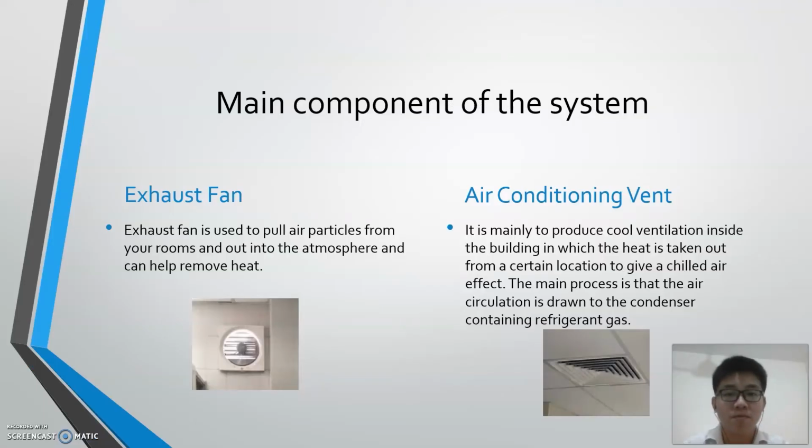Next are the main components of the system. In this project, the main component of the system is the exhaust fan. The fan is used to pull air particles from your rooms and up into the atmosphere, and can help remove heat. The next is the air conditioning fan. It is mainly to produce cool ventilation inside the building, in which the heat is taken out from a certain location to give a chill air effect. The main concept is that the air circulation is drawn to the condenser containing refrigerant gas.